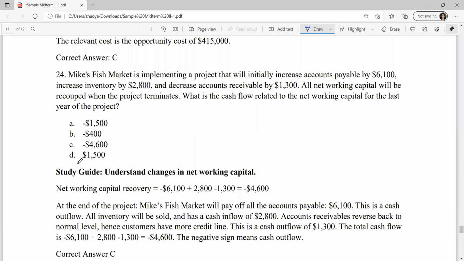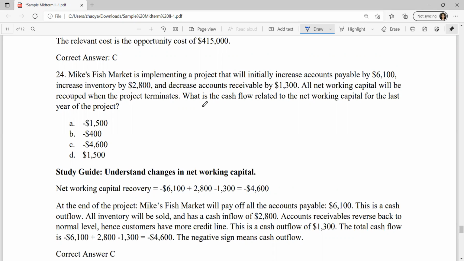Question 24. Mike's Fish Market is implementing a project that will initially increase accounts payable by 6,100, increase inventory by 2,800, and decrease accounts receivable by 1,300. All net working capital will be recouped when the project terminates. What is the cash flow related to net working capital for the last year?